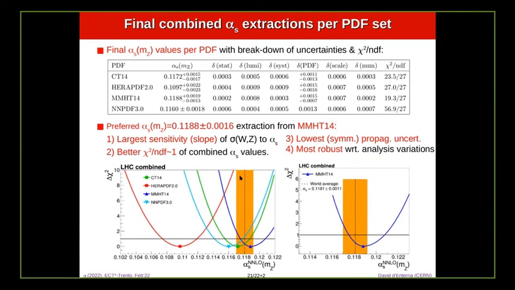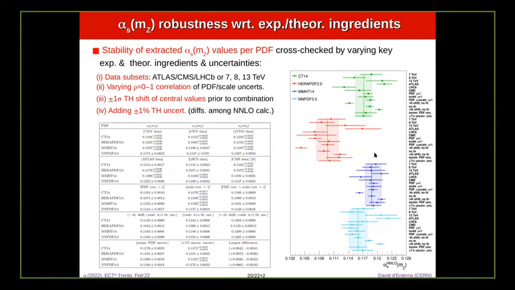At the end, by looking at all the PDF extractions, we claim in our paper that we prefer the MMHT14 result for 4 reasons. First of all, it has the largest sensitivity to alpha S. If you recall the plots previously, the slope of sigma W plus, W minus and Z versus alpha S is the steepest for MMHT, so it's the most sensitive to alpha S. It has a better chi-square of the combined values with respect to the central average. It has the lowest propagated uncertainty, and it is the most robust with respect to the analysis variations. You see here that the scatter is smaller than for other sets.